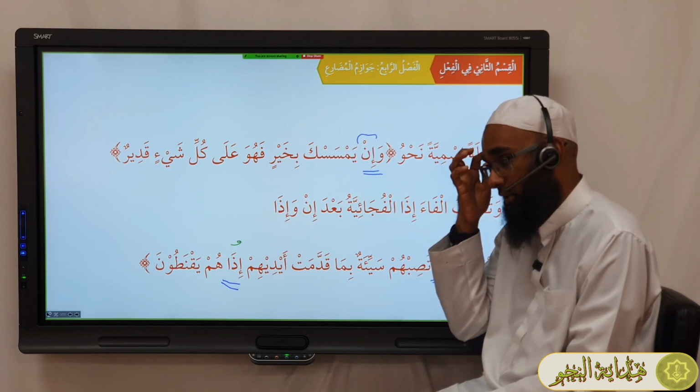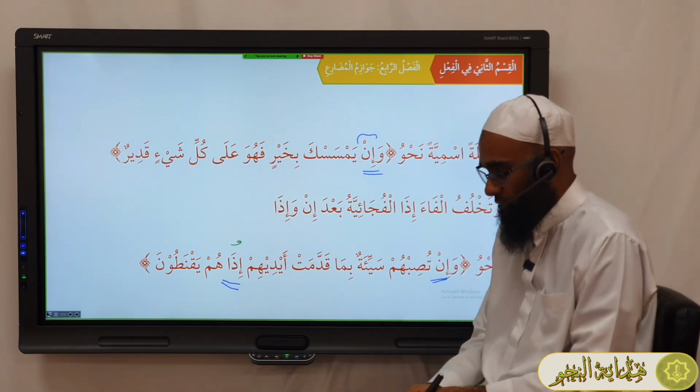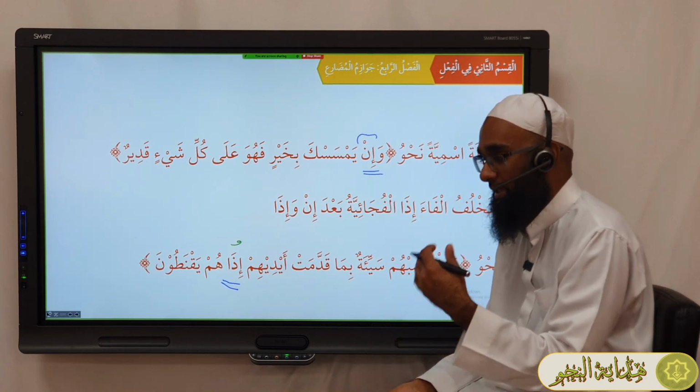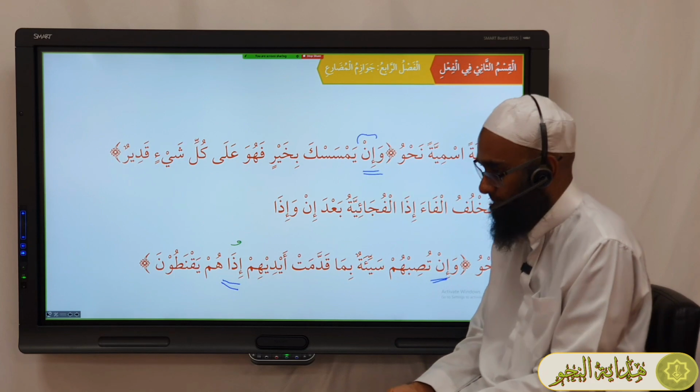Yes, correct. There would be a difference in meaning. So fa would just mean إِذَا هُمْ يَقْنَطُونَ, and إِذَا would mean unexpected. It would have the fujaiya meaning in place. Okay?